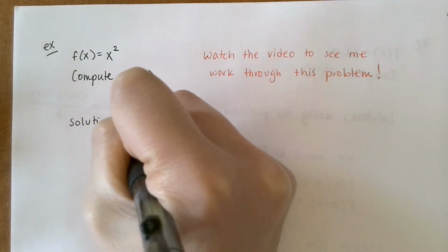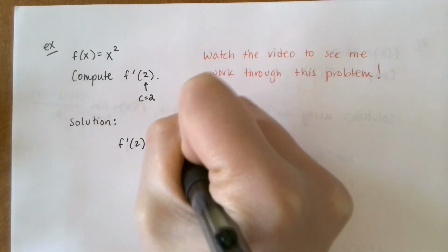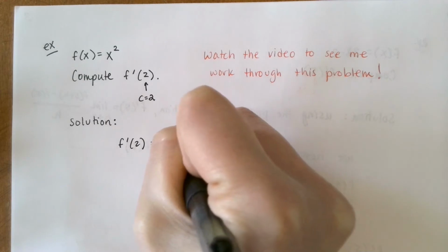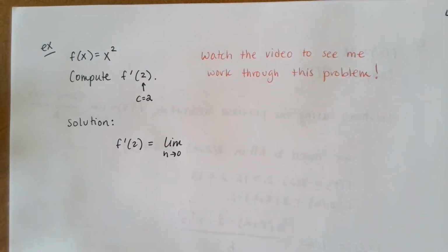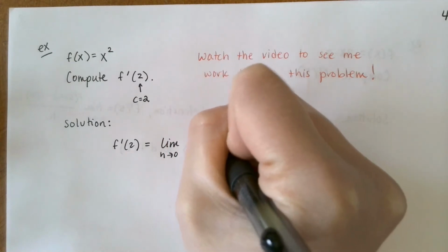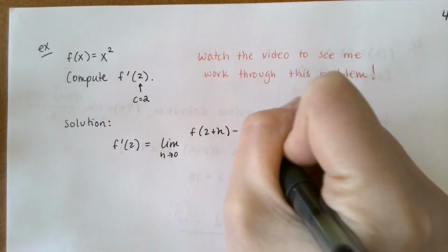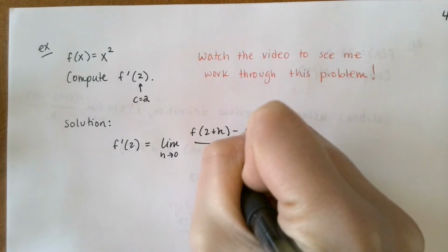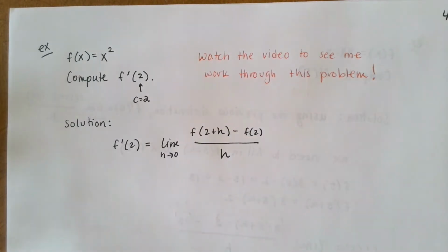So that means that f prime of 2 is the limit as h approaches 0. That's how all these problems will start. And I have f of 2 plus h minus f of 2 divided by h. So that would be my first line if I was asked to find the derivative of any function at 2.